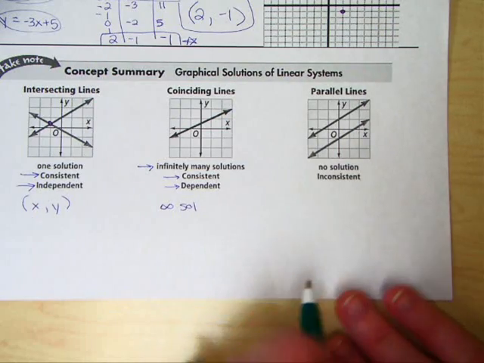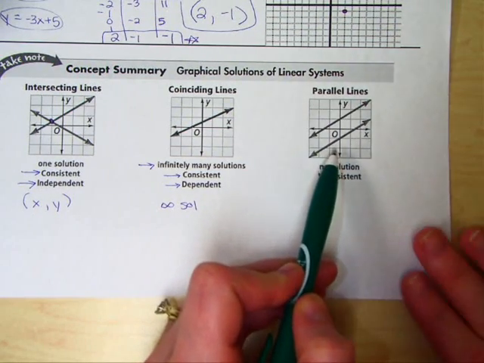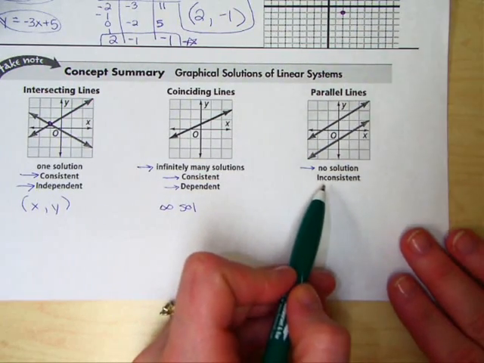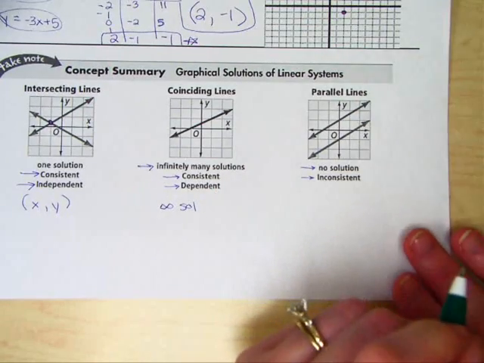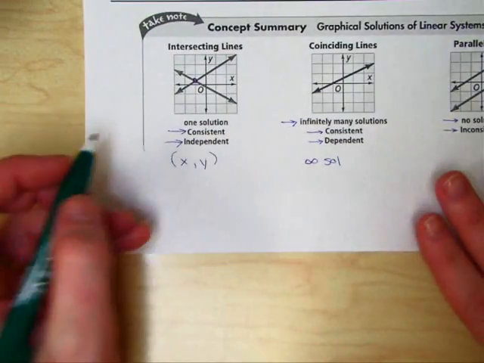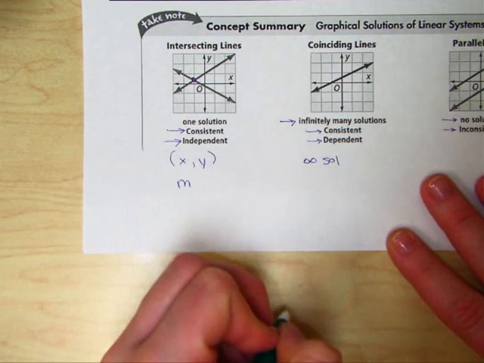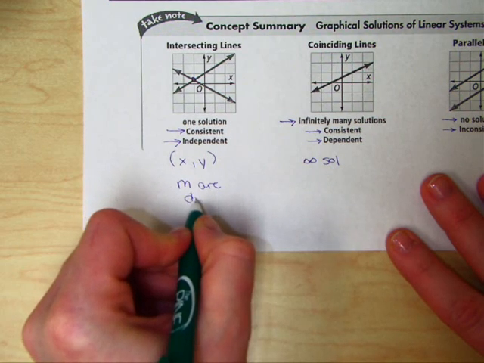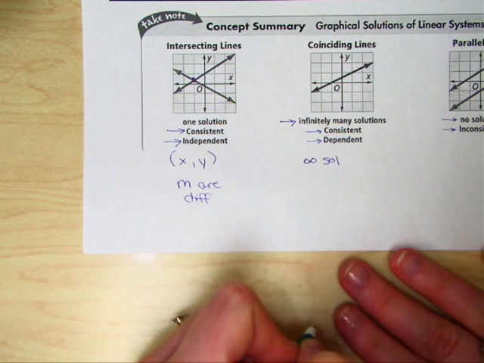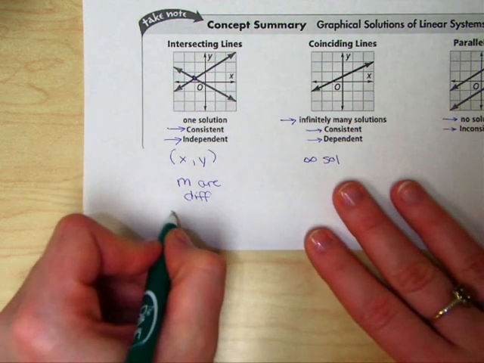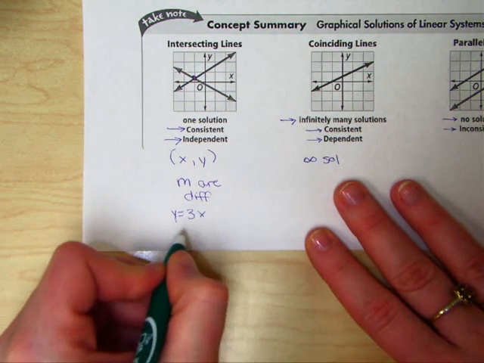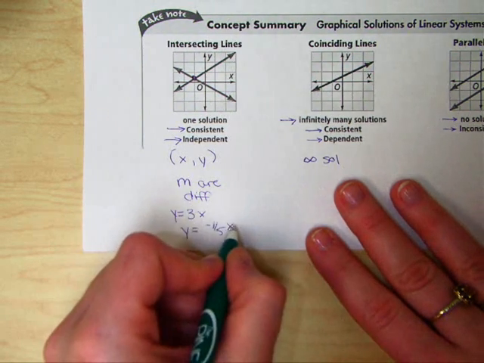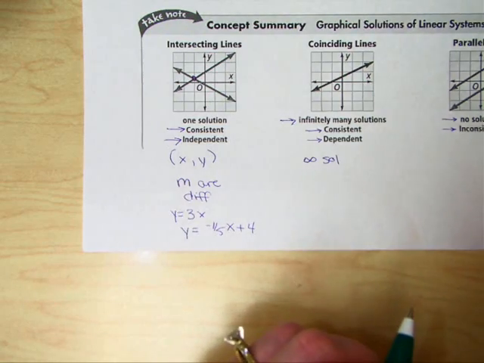The next type of graph you might have is when you have parallel lines when you graph them. These will have no solution because they don't meet, and they will be inconsistent because there's no answer. In the first one, you should notice that the slopes, abbreviated as m, are different. An example might be something like y equals 3x, and something like y equals negative 1/5 x plus 4, as long as the slopes are different.